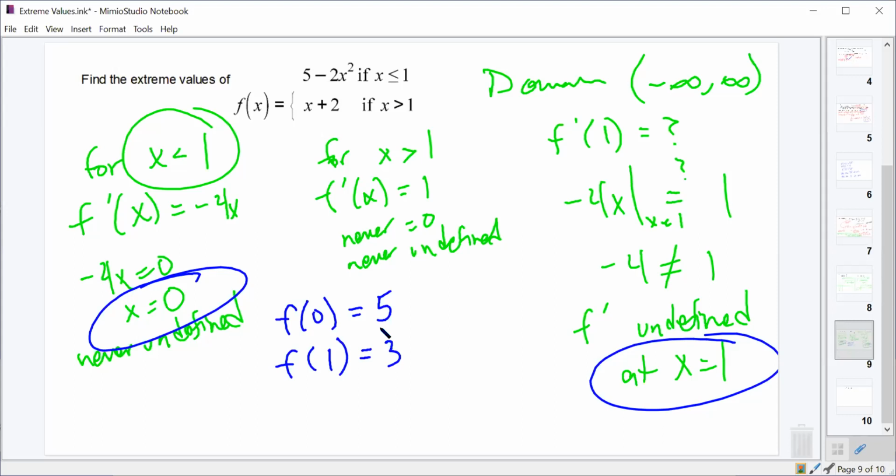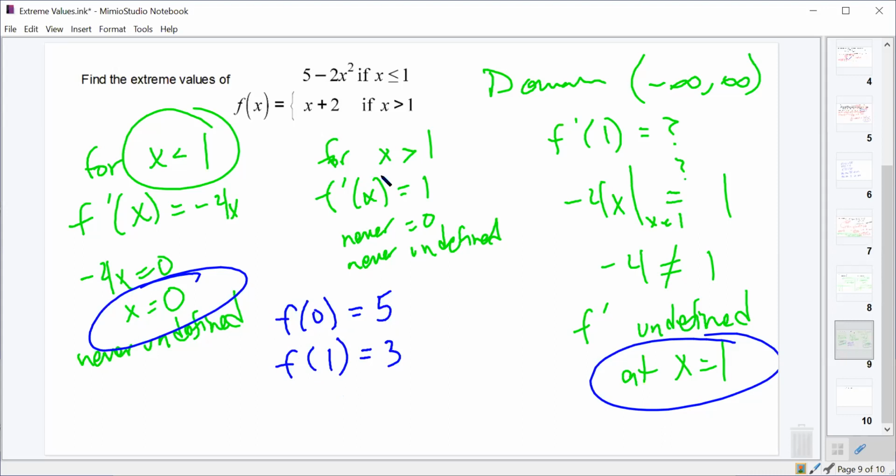How are we going to determine if it's an absolute max or just maybe a local max? Plug in negative 1. Okay, if we plug in negative 1, what are you going to get? 3. So we know that to the left of 0, it's getting smaller. And what about to the right of 0? Between 0 and 1, it's also getting smaller, right? But what about once x gets greater than 1?